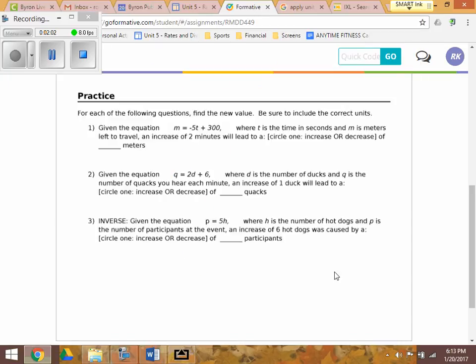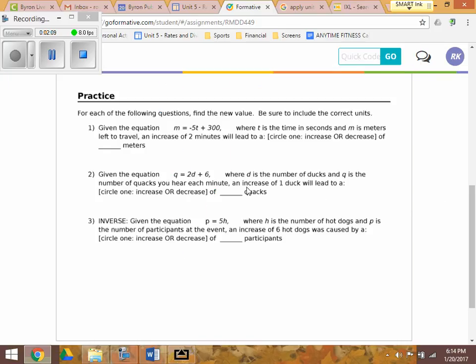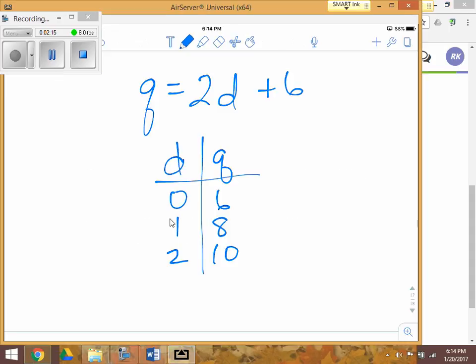Okay, so kind of got the idea here. As the ducks increase, the quacks increase. So if I increase by one duck, that's going to increase by how much? Well, let's see here. I actually did more in my table than I needed to. I only needed to go up to 1. So if I increase by one duck, I increase by 2 quacks.